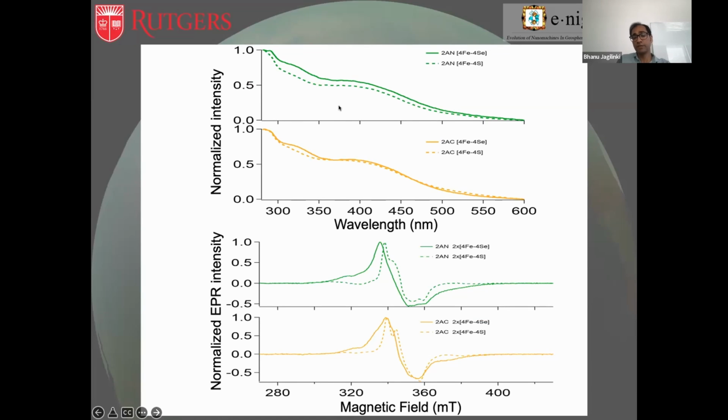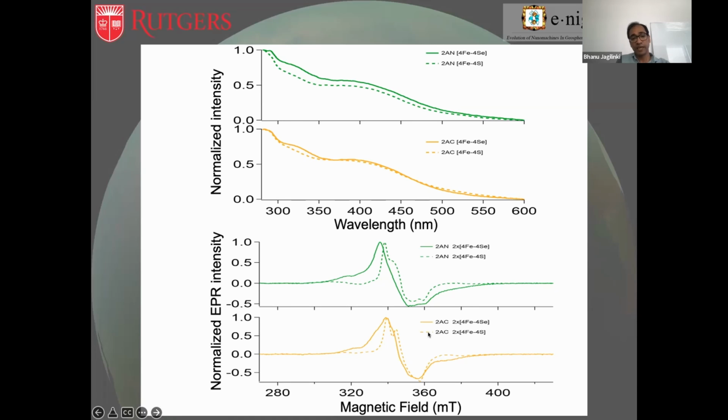On the top panel, we have the UV-visible spectra. The green one is the AN, and the orange one is the AC. The solid line is the 4-iron 4-selenium clusters, whereas the broken line is the counterparts with the 4-iron 4-sulfur clusters. If we look into the literature, if we substitute a ferredoxin with selenium clusters, you would always see enhancement of these peaks, and also a bathochromic shift that is normally observed. I also see the same thing in these half ferredoxins. However, these effects are more pronounced in the AN than the AC.